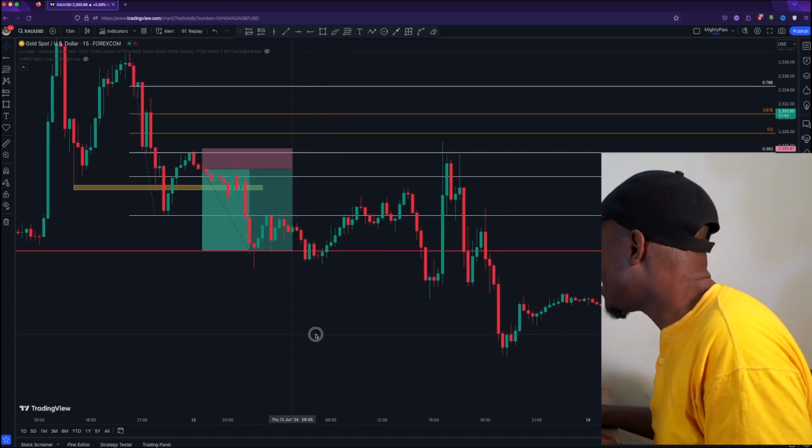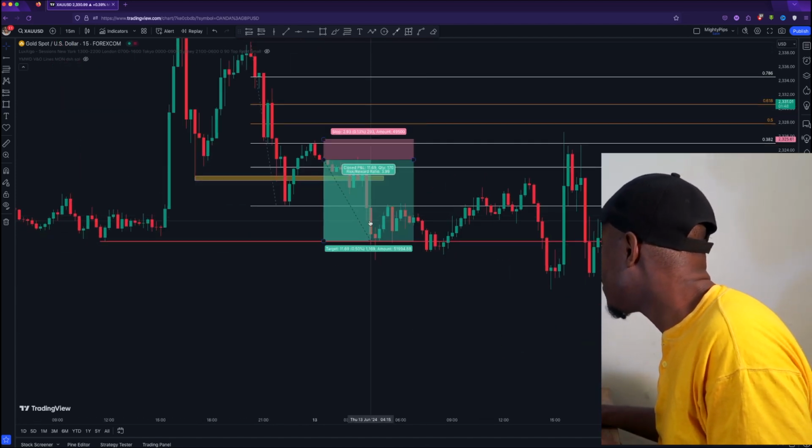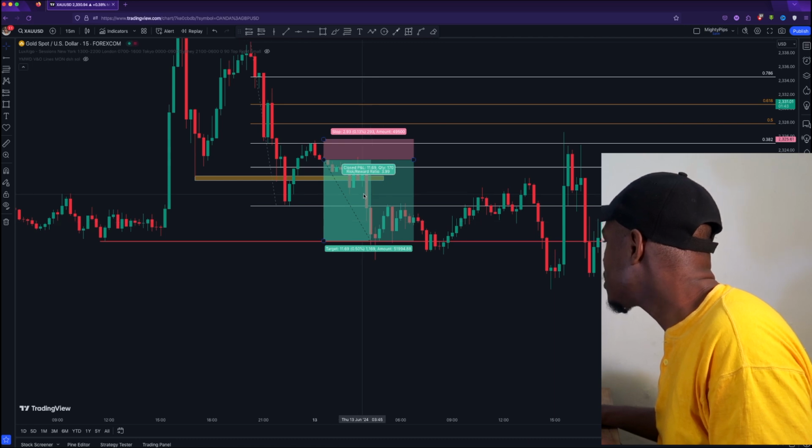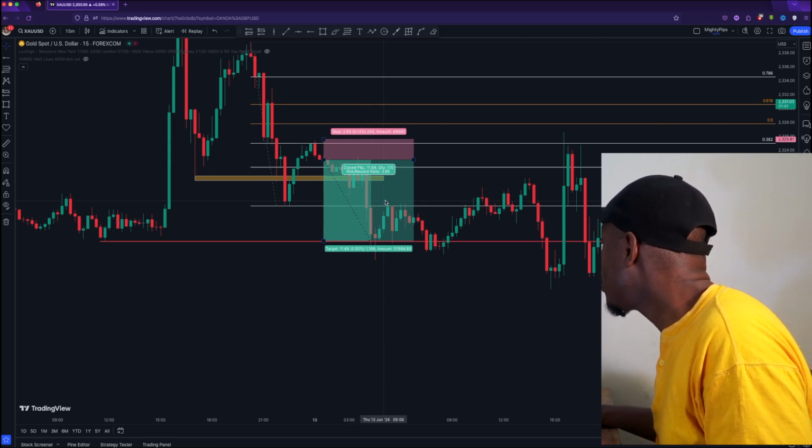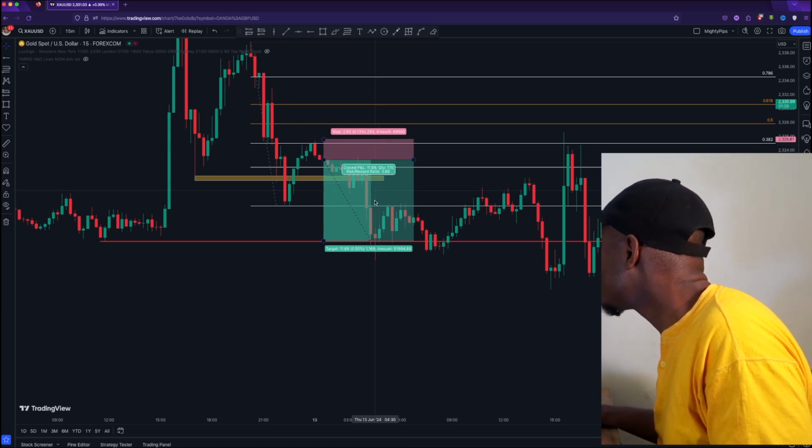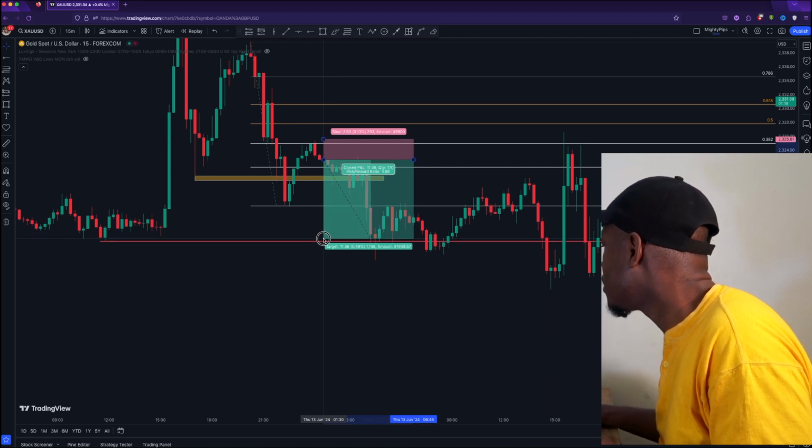But how many pips are these? How many pips are we looking at here? In this case, we are looking at 29.3. So on gold, this is a 29 pip stop loss. And this is a 1 to 4. This is about 80 pips on gold, or 100 and something.